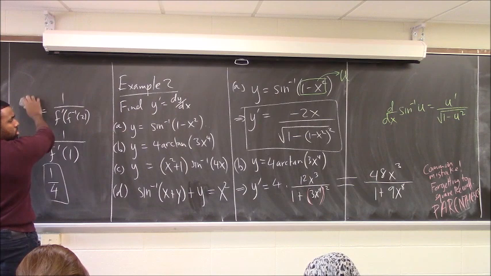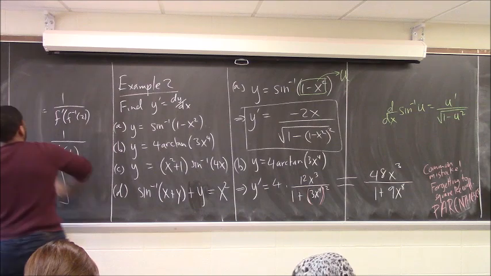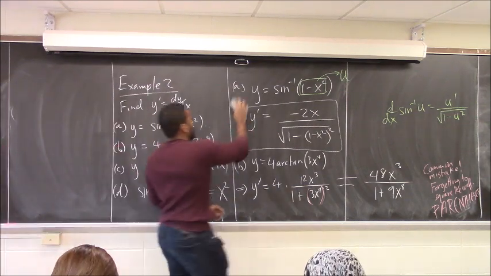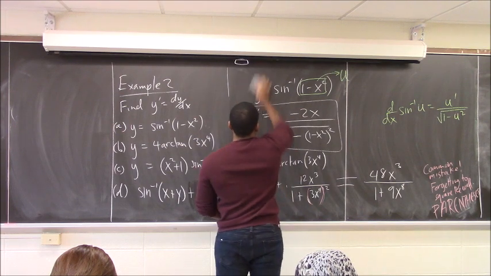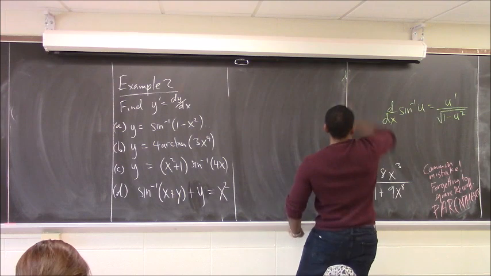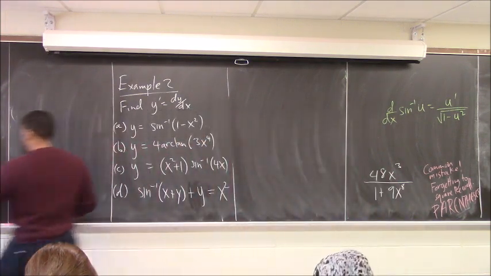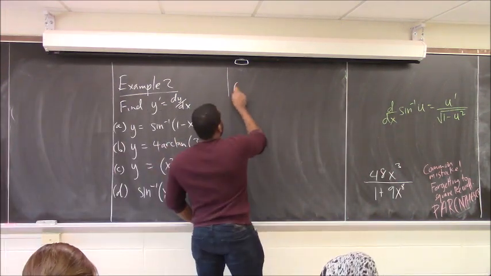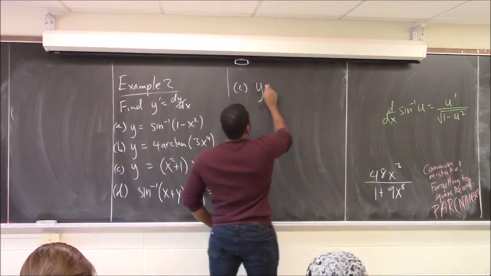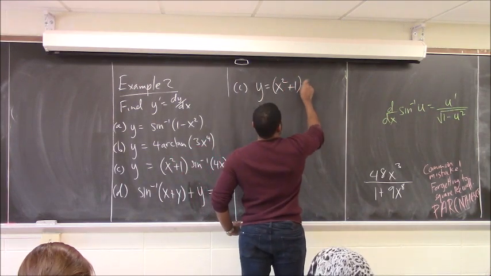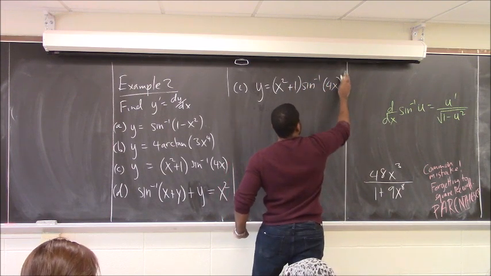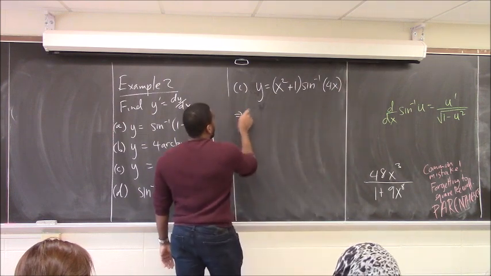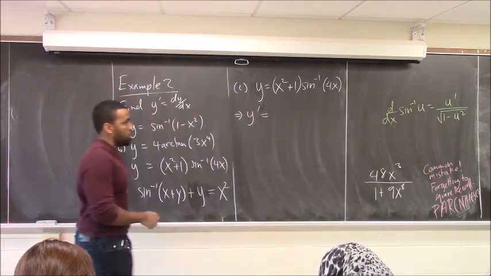Do you need space over? That one's kind of long. Let's start over here. C. Y is equal to x squared plus 1 times sine inverse of 4x. Okay, what's y prime now?